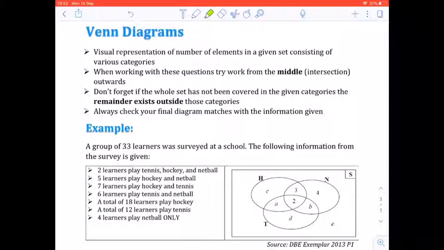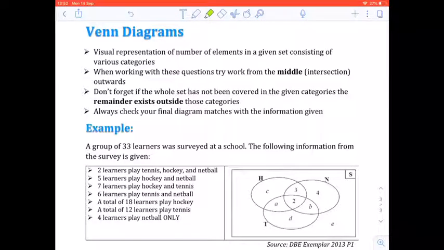So don't forget, if the whole set has not been covered within the given categories, the remainder exists outside those categories. Usually in these questions you would be told that there's a total of however many people or things within that category, and if all of those aren't covered within the categories, then the remainder sits on the outside of those circles. Okay, so here's an example.